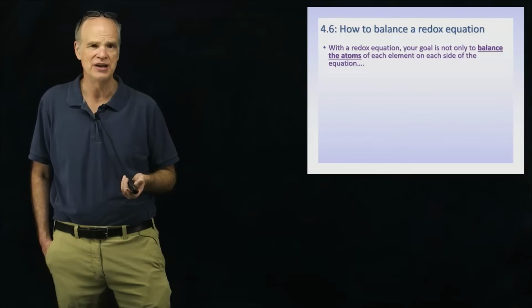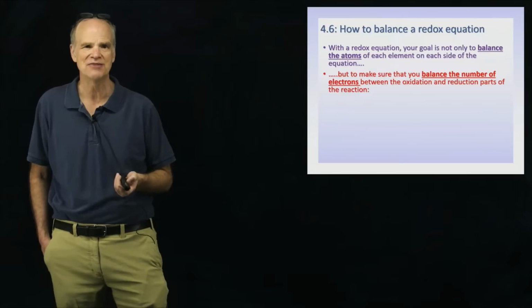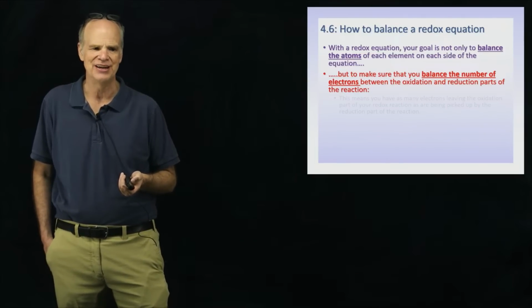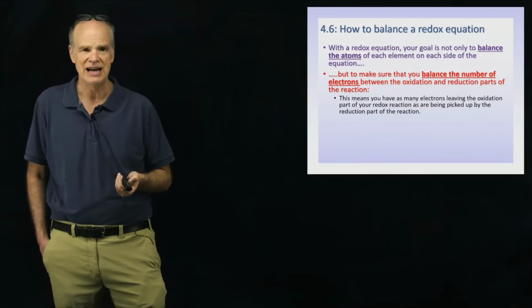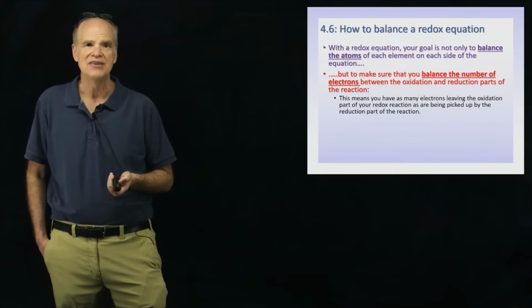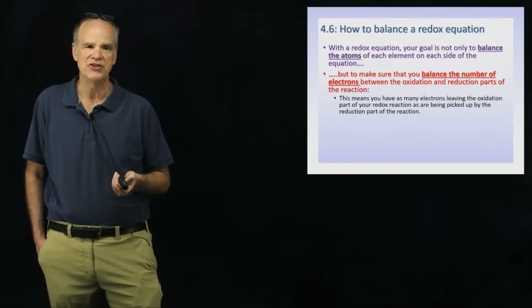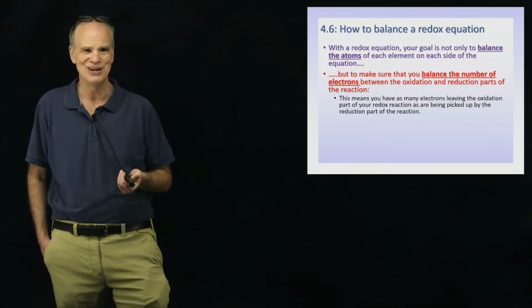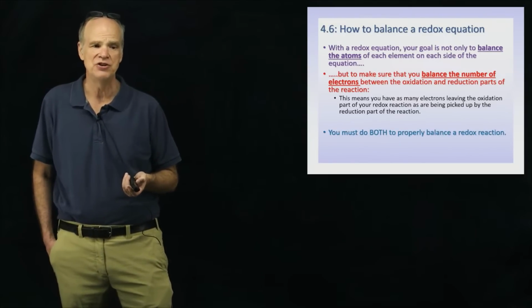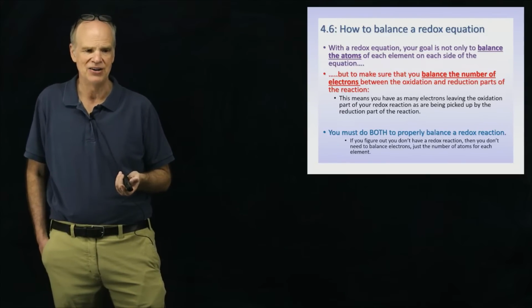Now you also have to do that for a redox reaction, but here's the thing. Not only do you have to check for atom balance, you also have to check for electron balance. Now what does that mean? It means that if you have a redox reaction, you have to make sure that the oxidation part of the reaction is giving up the same number of electrons that are being picked up by the reduction part of the reaction. You really have to do both of these things. If you do not, then your redox reaction is not balanced.